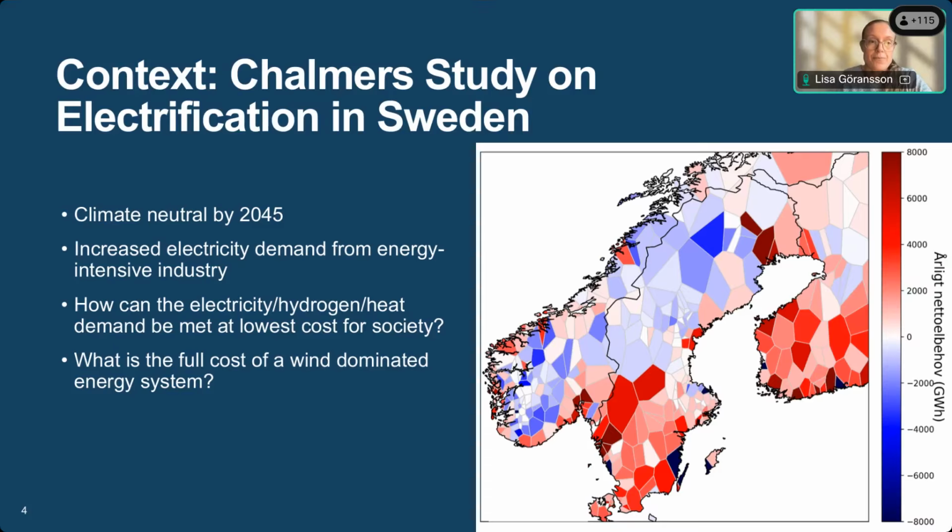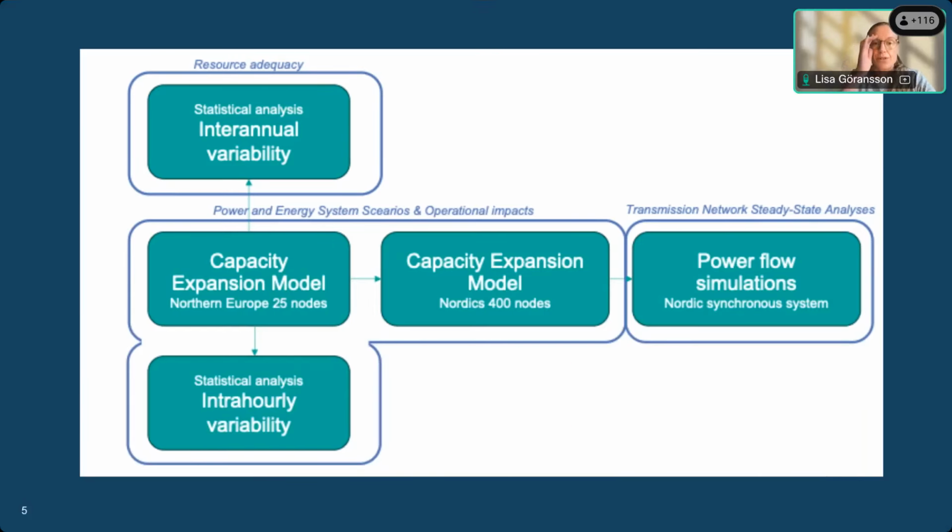This graph gives you an overview of the modeling methodology that we applied in the Swedish case study. At the heart, you have three different models. There are two capacity expansion models, and both of them minimize cost to meet the demand for electricity, heat, and hydrogen for society. They both have relatively high temporal resolution, but in other parts, they are very different.